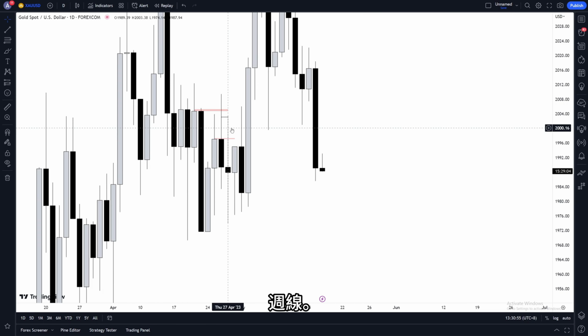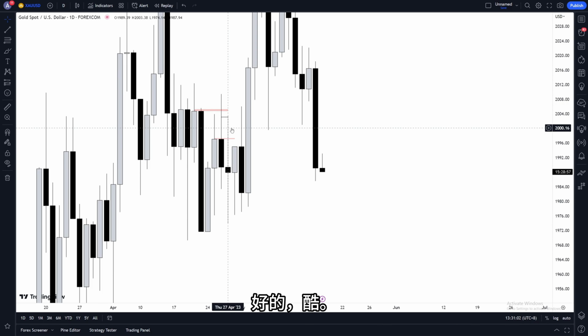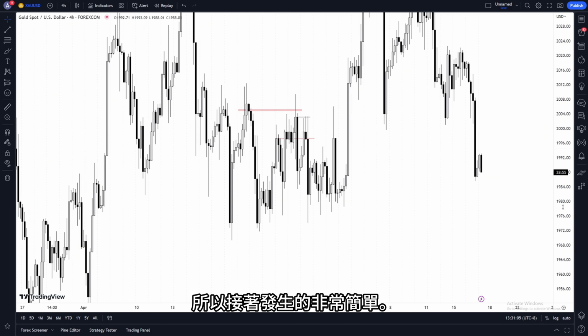Because you have to understand, this is not a weekly that we're dealing with. We're dealing with a daily zone. Yes, we're dealing with a weekly bearish storyline, I understand that, but we're dealing with a daily zone. Okay, cool. So then what happened is really simple.